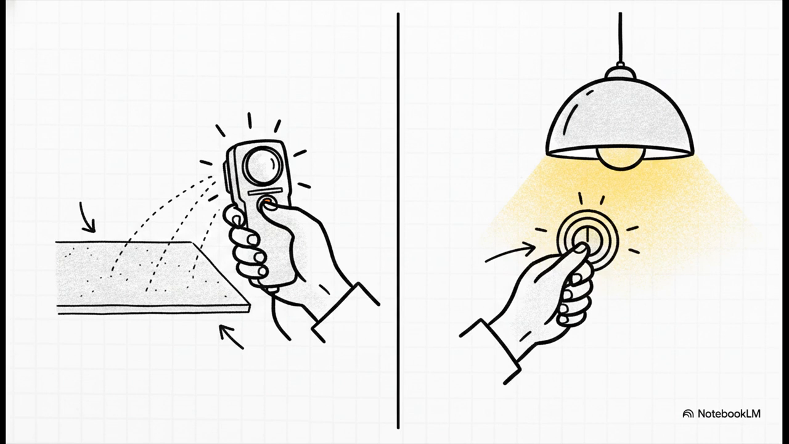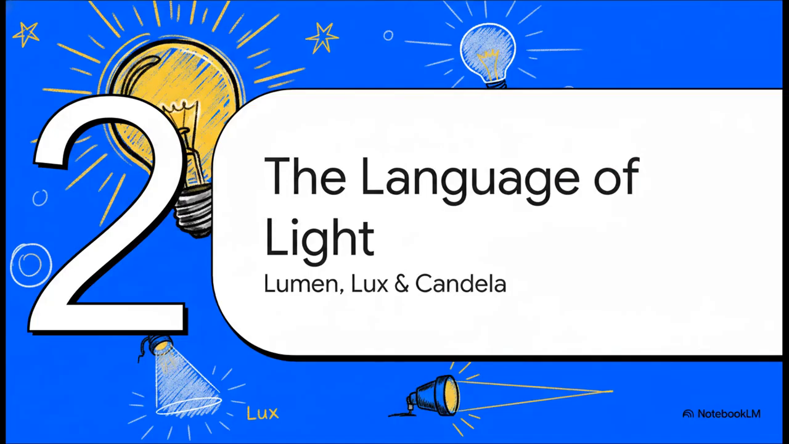And that means you have to move from just guessing to actually knowing. You need a system, and to build that system, we need a shared vocabulary. So let's build that vocabulary right now. There are really three core units you absolutely have to know: lumen, lux, and candela. I promise, once you get these three, it will fundamentally change how you look at every single project.